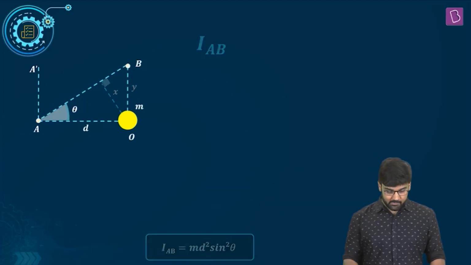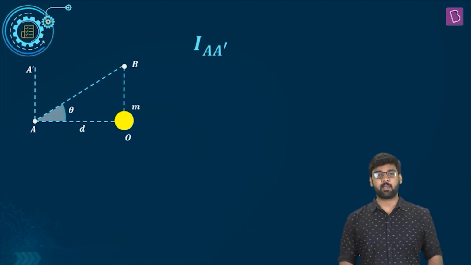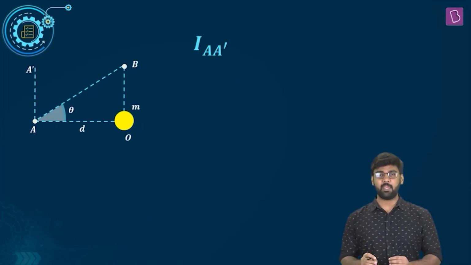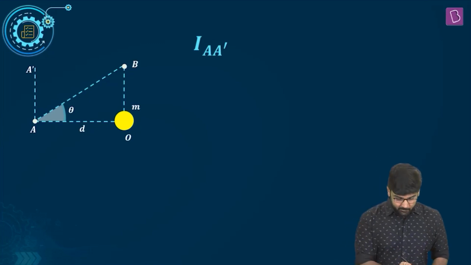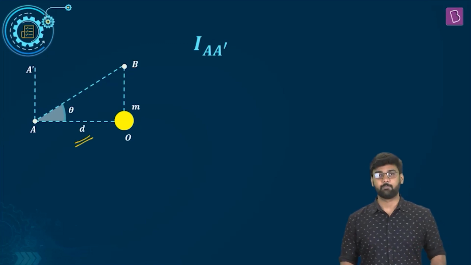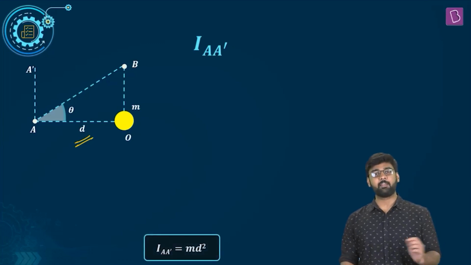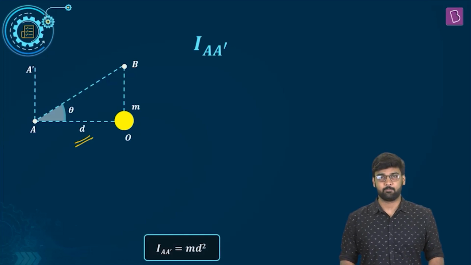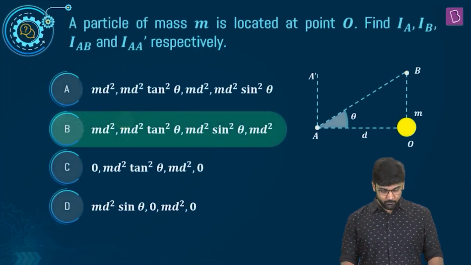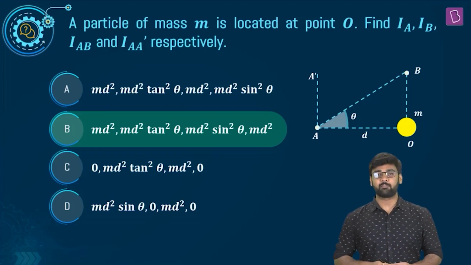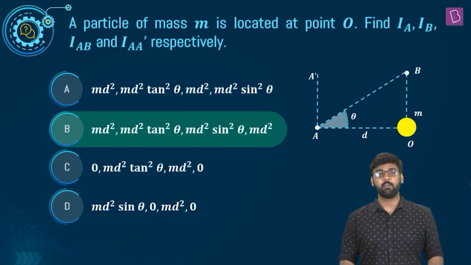And the fourth axis is the axis AA dash. And for this axis, the perpendicular distance of mass m from the axis is nothing but this distance d. So we can directly write the moment of inertia about the axis AA dash is md square. So let's see the correct answer now. Option B, which is giving us md square tan square theta, md square sine square theta and md square is the correct answer for this question.